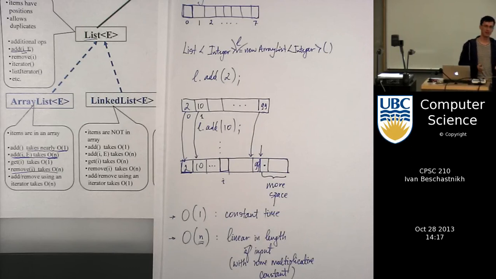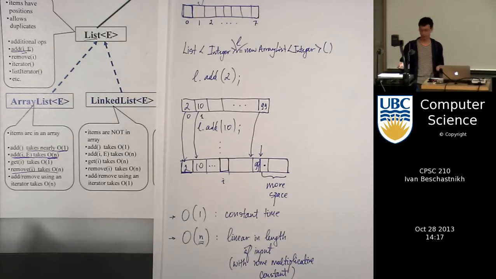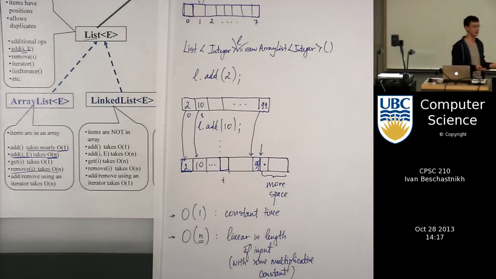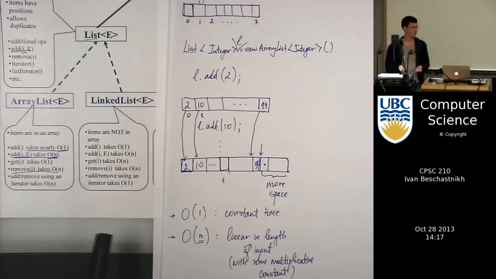So the reason you have more than two is because they're implemented differently. The array list is implemented using an array. So it works as follows, and the implementation has specific properties. Now a linked list is implemented in a completely different way. And because of the difference in implementation, it has different performance.